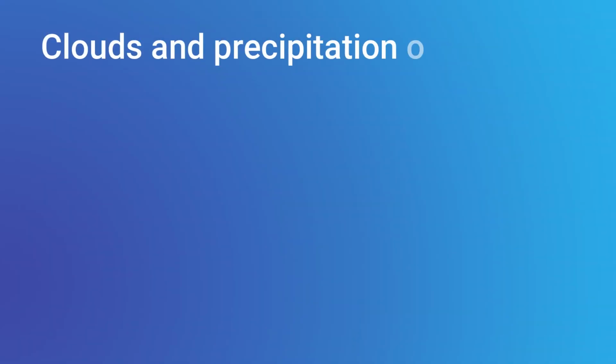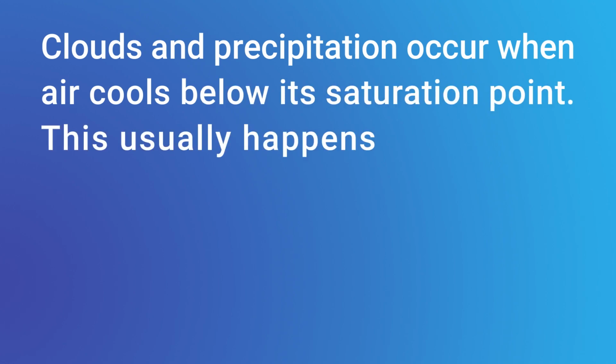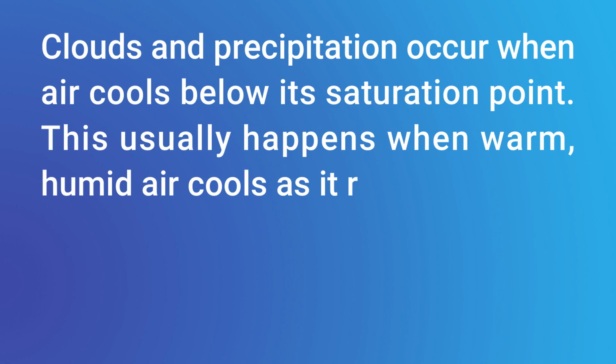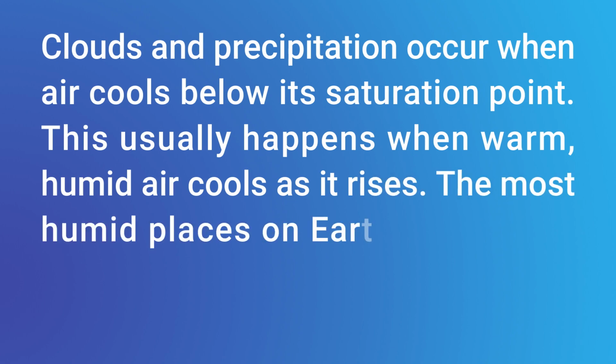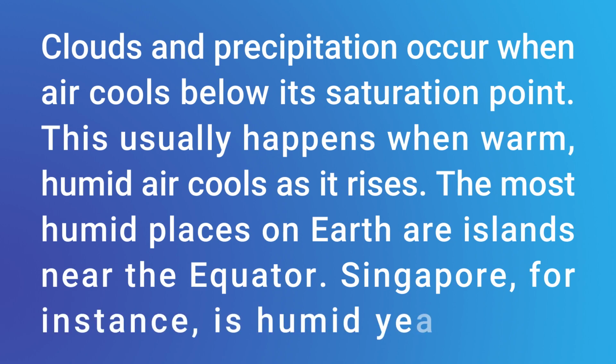Clouds and precipitation occur when air cools below its saturation point. This usually happens when warm, humid air cools as it rises. The most humid places on Earth are the islands near the equator. For instance, Singapore is humid all year round.